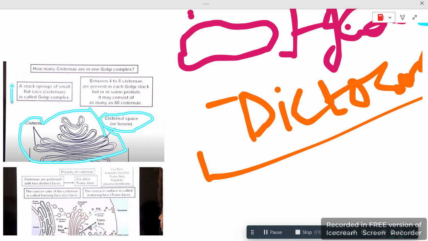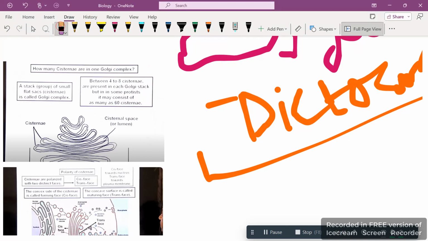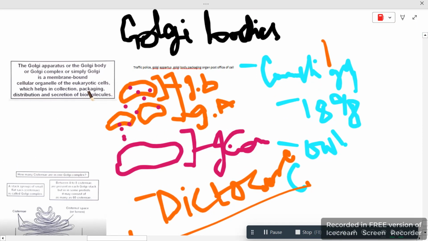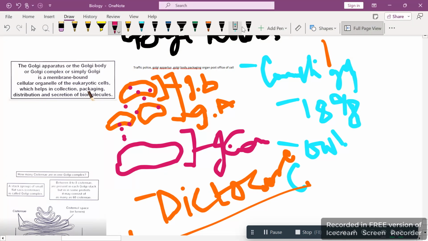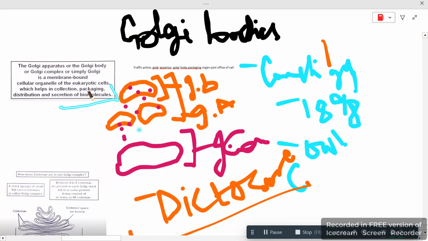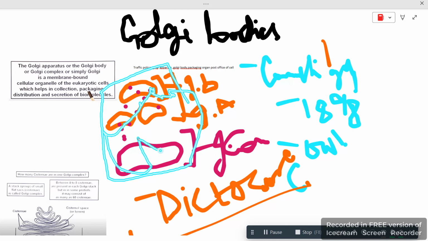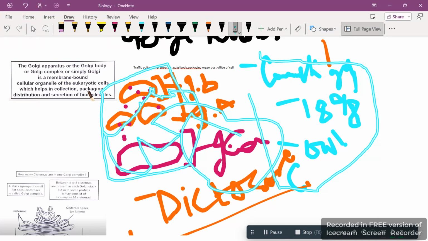Then a stacked group of small flat sac cisternae is called Golgi complex, which I discussed. Let me move a slide. Here we discussed that when you find one cisternae sac, that is Golgi body. When you find a bundle stacked together, that is Golgi apparatus. When you find more than this structure and they are associated with vesicles, the dot-like structures present on the entire thing, that is known as Golgi complex. It was done.